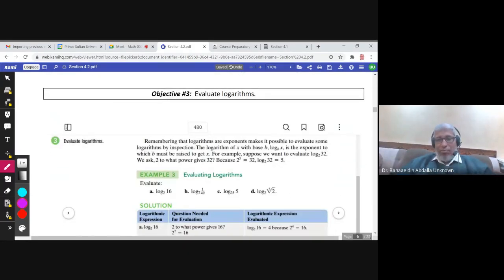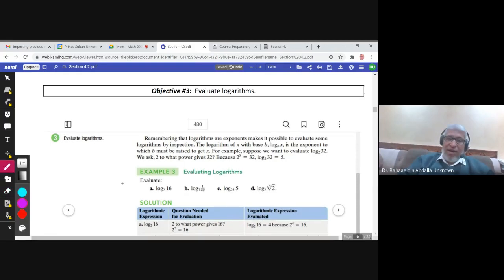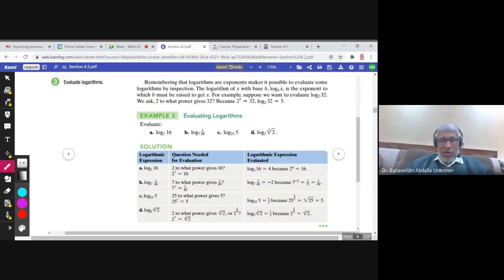Okay, objective 3, maybe this one would be the last objective today. Okay, evaluate logarithms. We studied in 4.1 how to evaluate exponential functions, and now evaluate logarithms. How to evaluate? Evaluate means find the value of. Okay, so how to evaluate log 16 to the base 2 without a calculator.